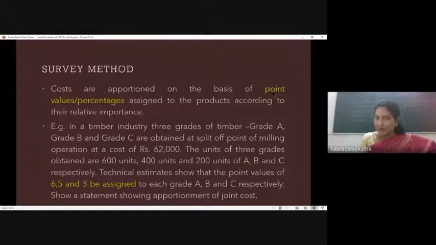So the first method, we said volume is something which we have to remember. That is physical unit method. Average cost method, we said averaging is being done to find out the cost of apportionment. And here in this method which we are discussing, which is survey method, grading is done and higher points are given to those products which are graded at a higher scale. Right? Let's see how it is being done.